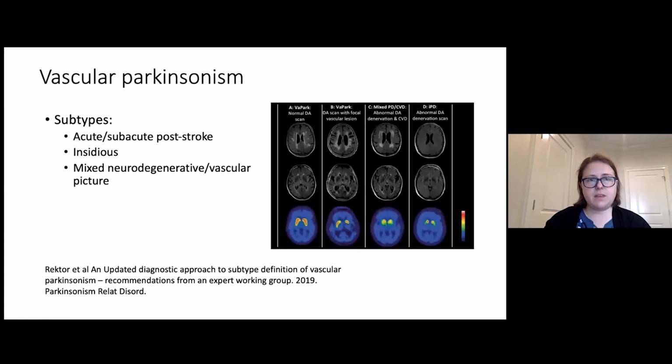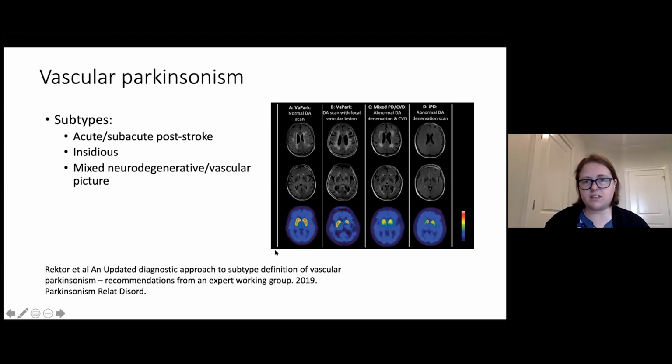This slide is basically making the same point that there are two different types, and also highlighting the fact that sometimes a vascular event can unmask a neurodegenerative Parkinsonism. So it is possible to actually have both, where the vascular event was the straw that broke the camel's back and woke up the Parkinson's disease, so to speak. And so this is a time in which a DAT scan might be helpful in making the diagnosis.